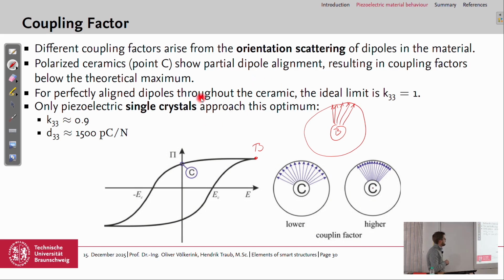And really high coupling factors can only be achieved with single crystals. So we don't have grains, no polycrystals, just a single crystal. We achieve K33 up to around 0.9, so 90% coupling factor. But the piezoceramic materials we use, the lead zirconate titanate, is a polycrystal. It has a lower coupling factor than 0.9. So then let's go to the next slide.